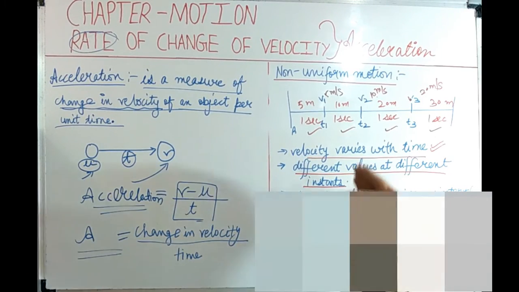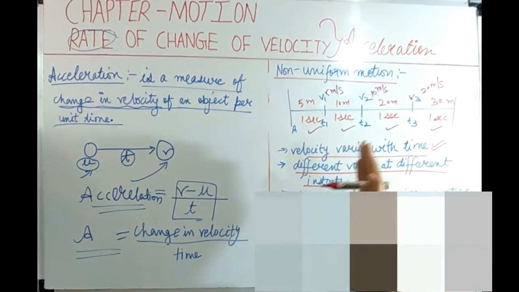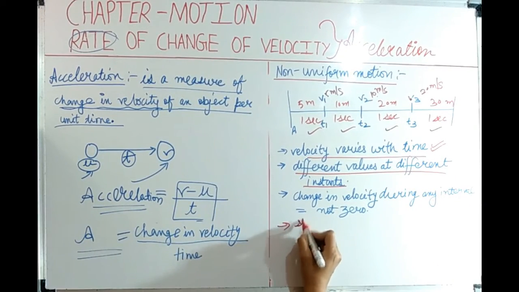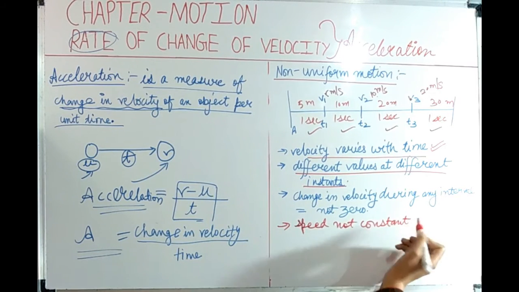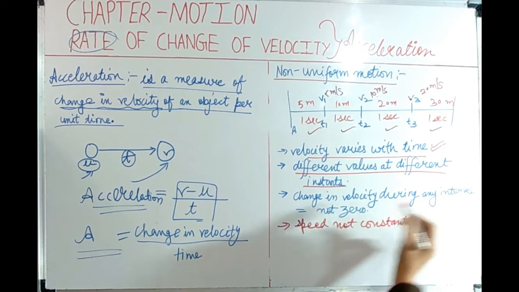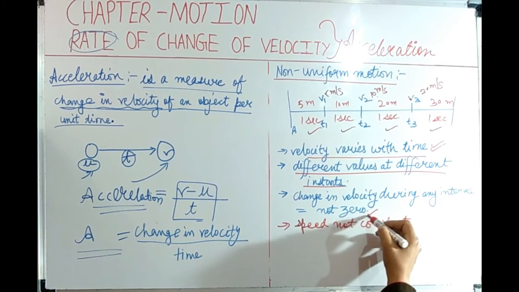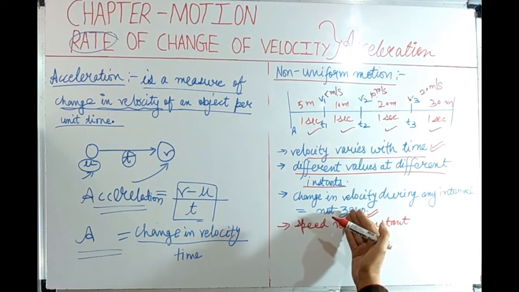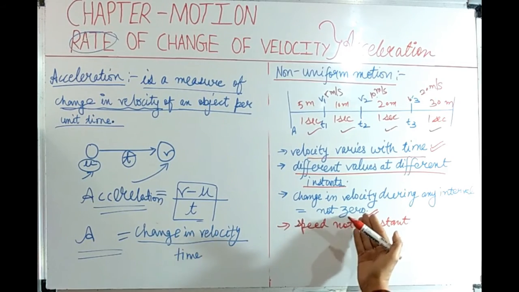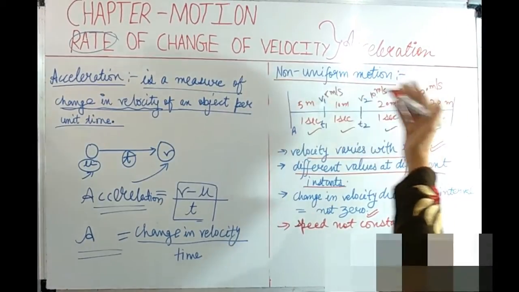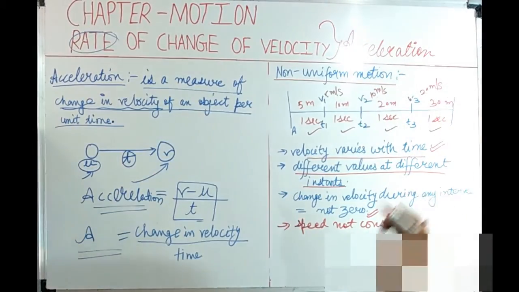When the values are different, that means the speed is not constant. Here we have concluded that speed is not constant, which means the change in velocity during any interval will not be 0. In the uniform motion case, we got 0 because the velocity was the same at every instant, so 5 minus 5 is 0. But here the speed is varying continuously. It is not constant at any point of time.